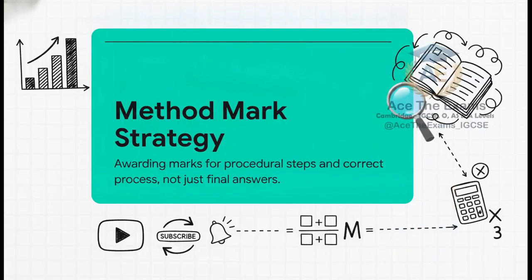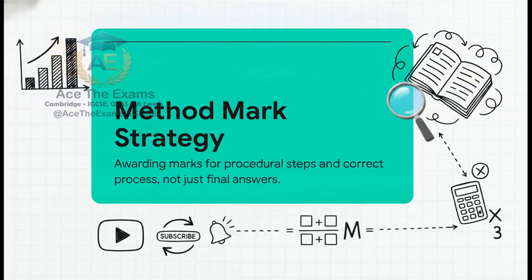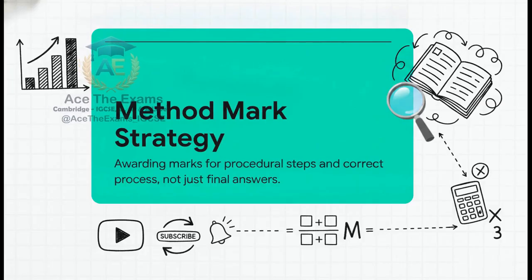In Cambridge mathematics, the process is heavily weighted. Examiners award method marks, often denoted simply as M marks in the official mark scheme, for demonstrating clear procedural steps. They want to see your brain working. They emphasize that the process is just as important as the final answer. And honestly, sometimes it's more important, because even if your final numerical calculation is slightly off due to a calculator typo, you can still save your grade.